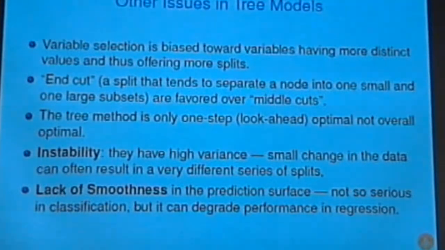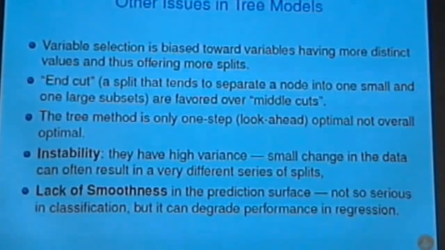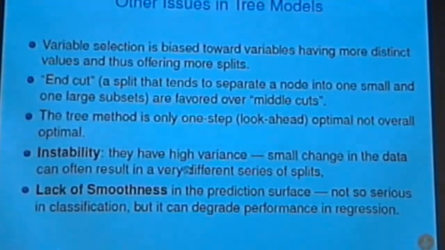And there is a lack of smoothness in the prediction surface, probably not for classification. Remember, tree models can also be used for tasks other than classification. Here, we only talk about the classification task where the response is categorical. If you have a continuous response, including survival data, it's different. The surface will be very rough. So lack of smoothness in that type of model is a drawback of this tree model.